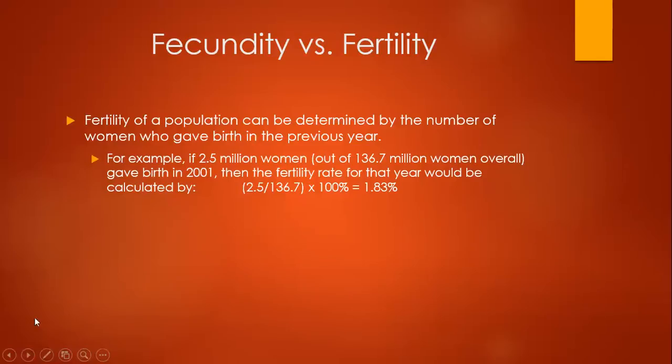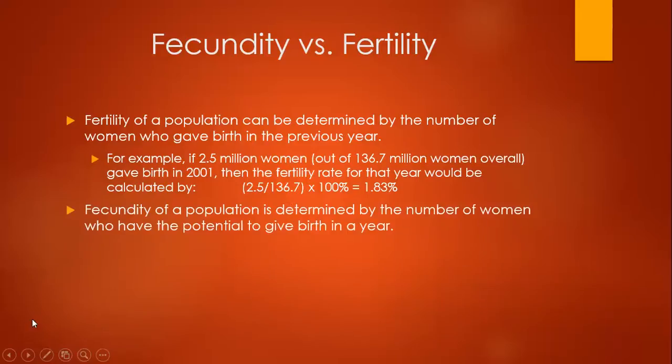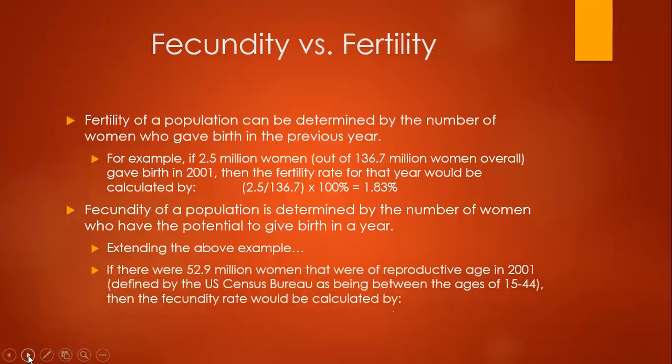The fecundity rate is actually determined by the number of women who have the potential to give birth in a year. So there you're actually looking at women of reproductive age. So let's extend the example that I just gave you. If there were 52.9 million women that were of reproductive age in 2001, then the fecundity rate would be calculated by 52.9 divided by 136.7. Create a percentage out of that, and that's 38.7%.